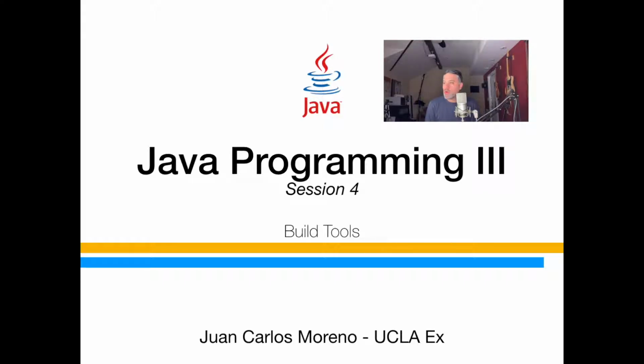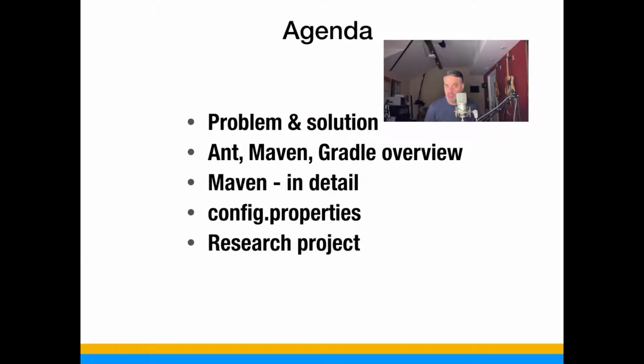Welcome to Java Programming 3, Session 4. We're going to talk about build tools today. And in order for us to talk about build tools, we need to talk about the importance of the build tools and what they provide, why they're important, what's the problem that they're solving, and the tools around it, like Ant, Maven, and Gradle. The evolution in the Java pipeline for building software of good quality.